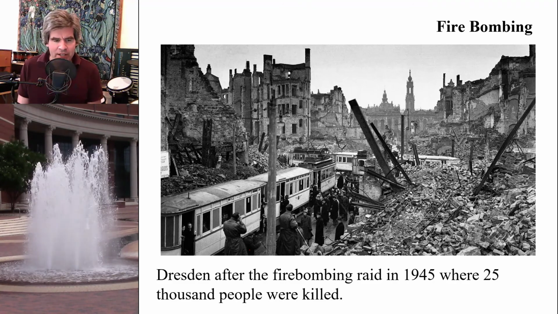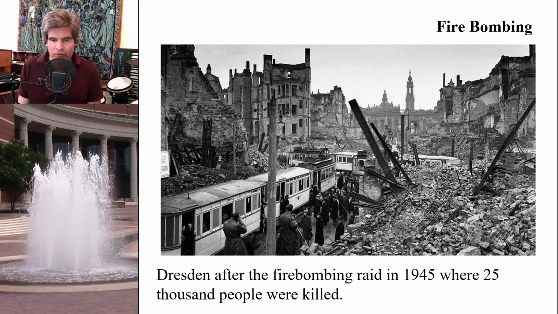One example is that the United States and Britain bombed the city of Dresden in February of 1945. The firestorm was so great that people were killed both by the fire and by suffocation because the fire used up so much oxygen. One estimate is that 25,000 people were killed in Dresden. On the screen is a picture of the devastation in Dresden after the firebombing.